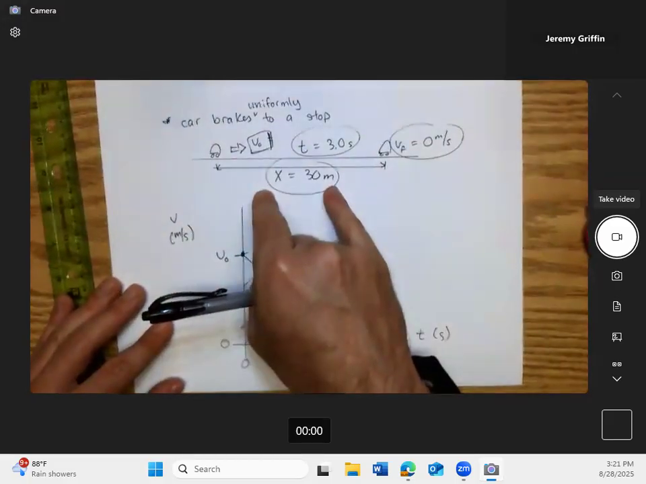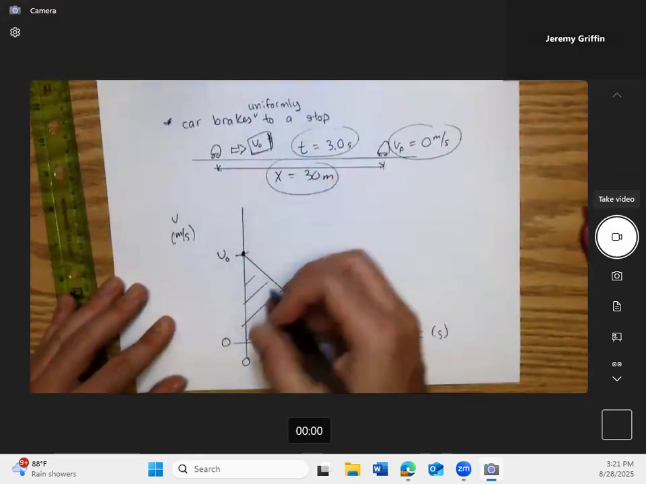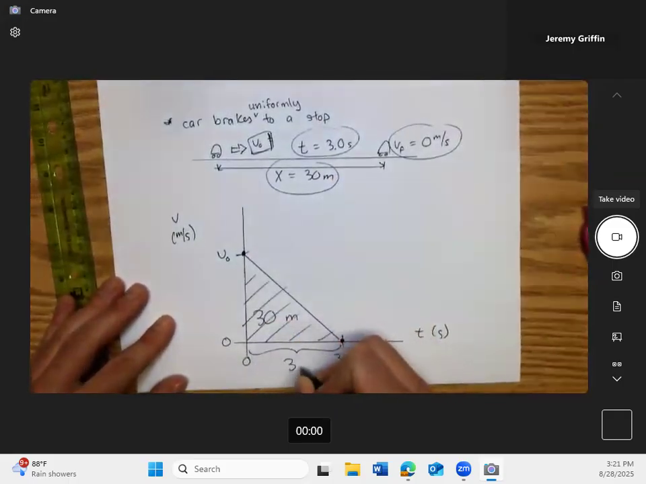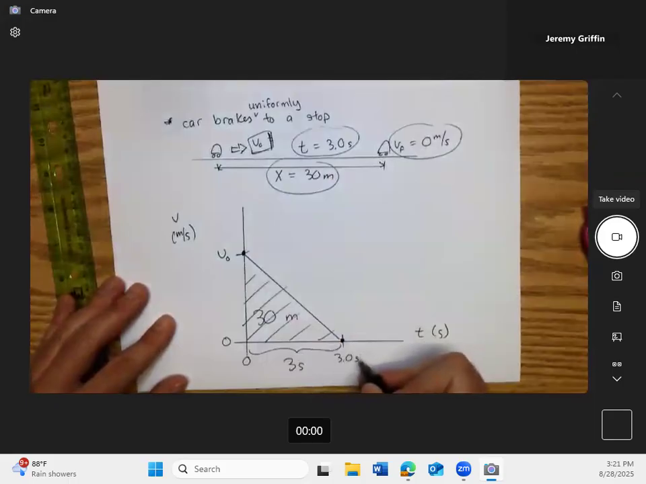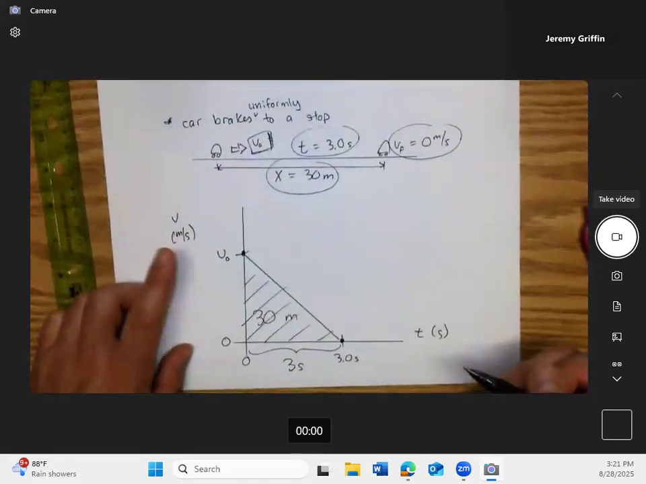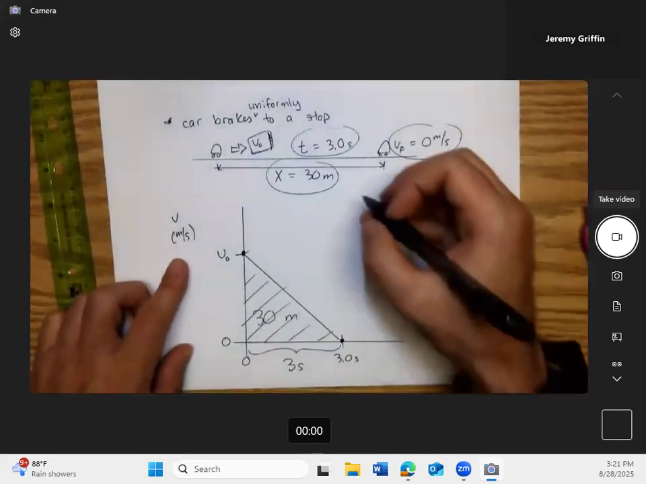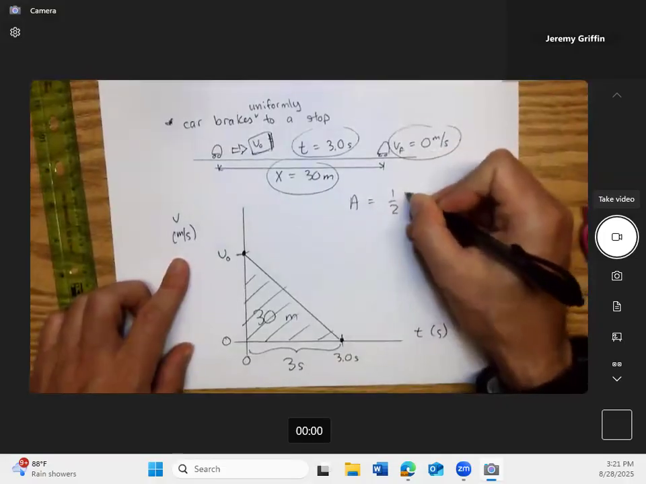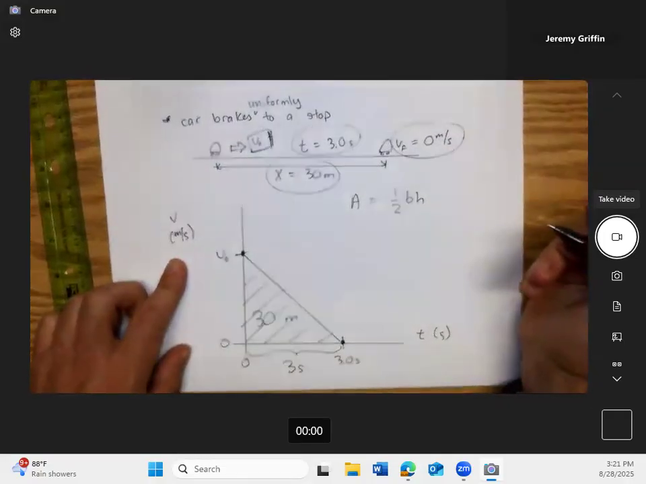Distance. Yep. Distance to stop, 30 meters. Okay, so this is 30 meters. The base of this triangle is 3 seconds. That 3 seconds is the base. 30 meters is the area. Hey, can you solve for the height of the triangle now as a velocity? Okay. What's the area of a triangle equal to? Yeah, 1/2 base times height. Okay.